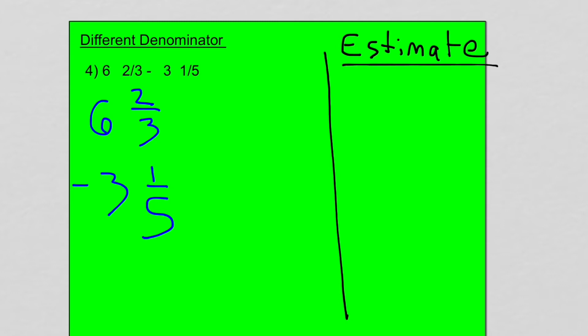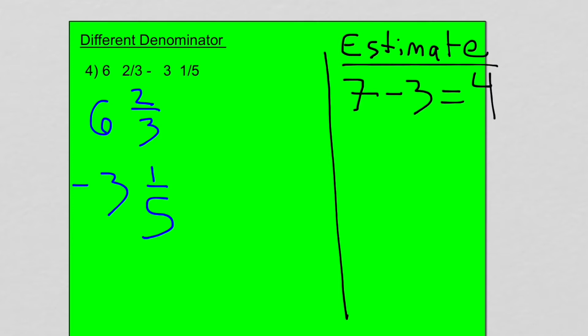So 6 2/3, that fraction is really closer to 7 if you're talking about whole numbers. And 3 1/5 is really close to 3. So an estimate for our exact answer is going to be somewhere around 4.